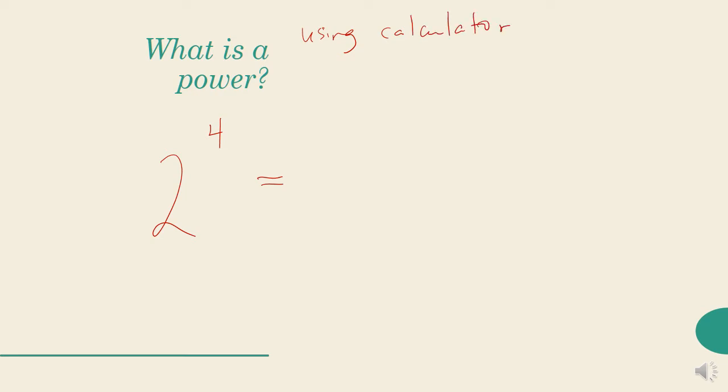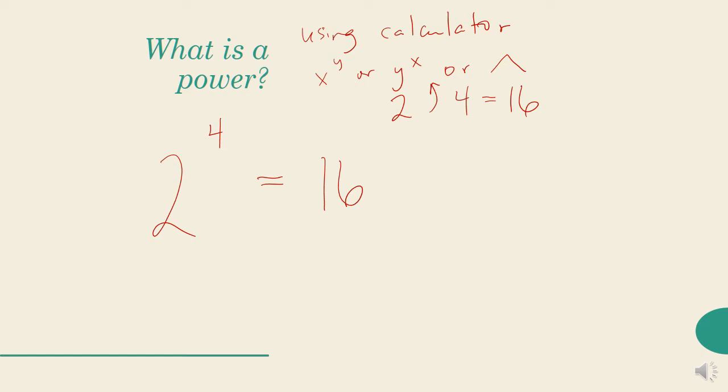You're looking for one of 3 buttons: either a button that looks like x to the y, or y to the x, or, depending on your calculator, a button that looks like this. You type in 2, then one of those buttons, then 4, and you should get 16.